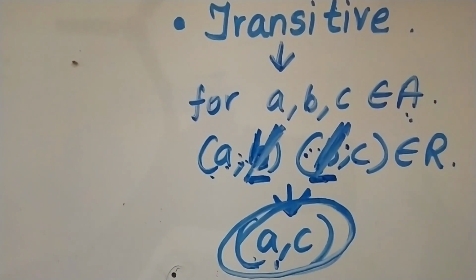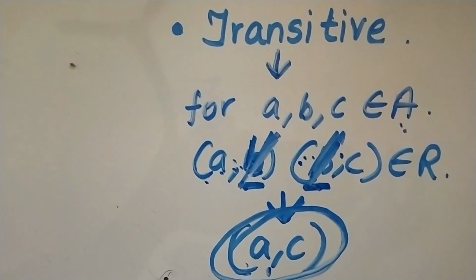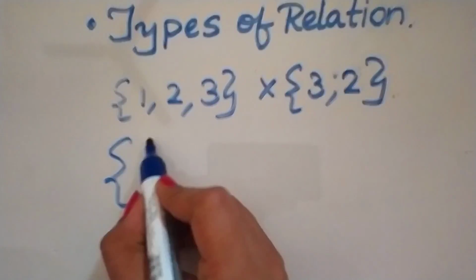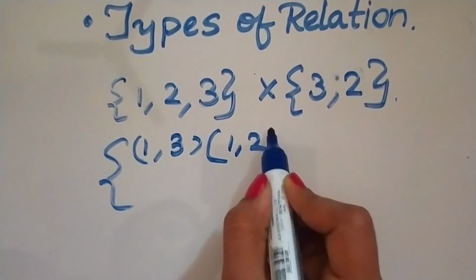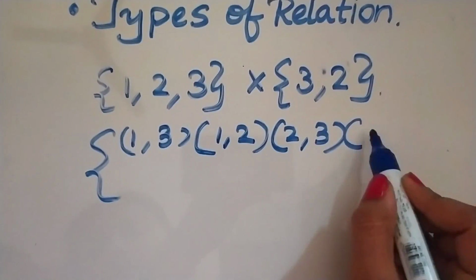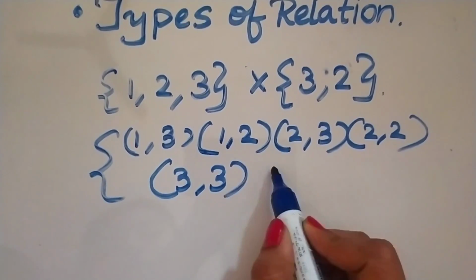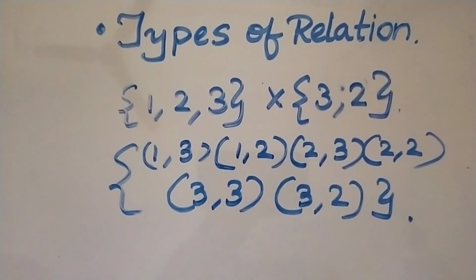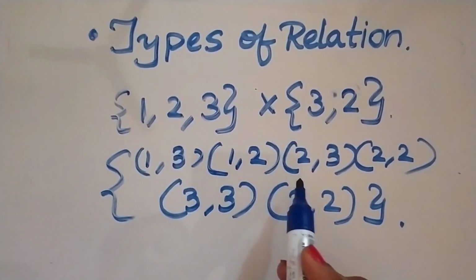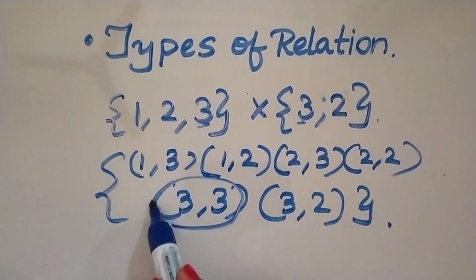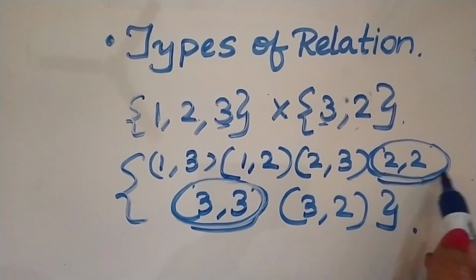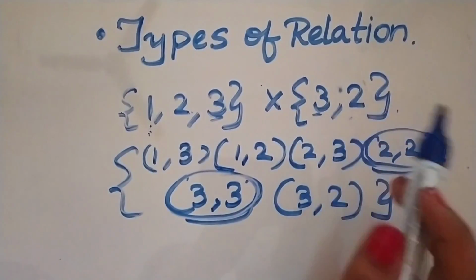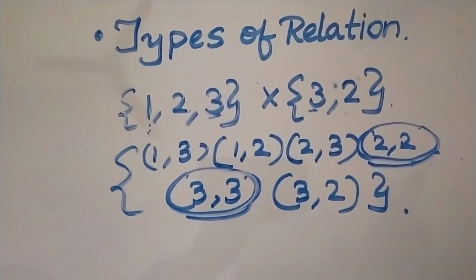Now let us see with an example what is reflexive, what is transitive, and what is symmetric also. Now I have this set, and first I should find the Cartesian product: (1, 3), (1, 2), (2, 3), (2, 2), (3, 3) and (3, 2). Now first, is it reflexive? First we have to find the doublets. We can see that (3, 3) is present, yes. (2, 2) is present, yes. But the doublet of 1 is not present, right? So hence this is not a reflexive relation.